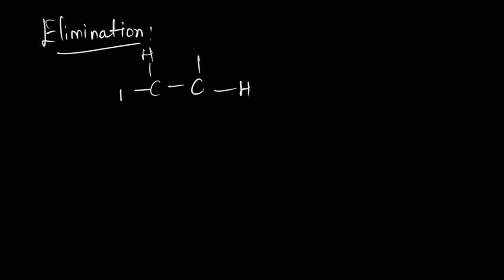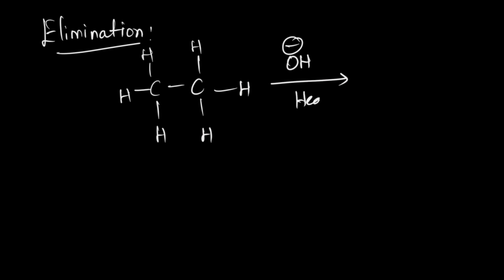So if I'm having the alkane like this, in the presence of base and heat, the product is an unsaturated one. So it happens in the presence of acid or base, and heat is also important in the case of elimination reactions. The examples are dehydration and dehydrohalogenation.